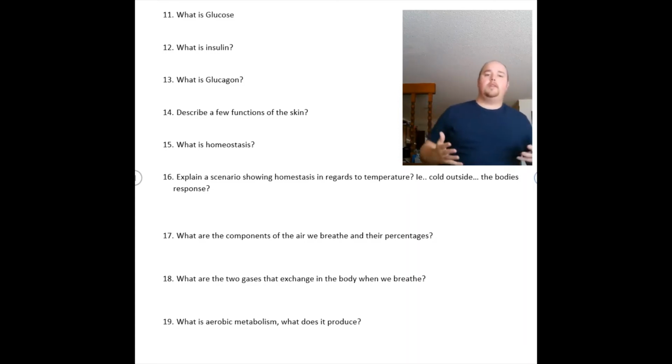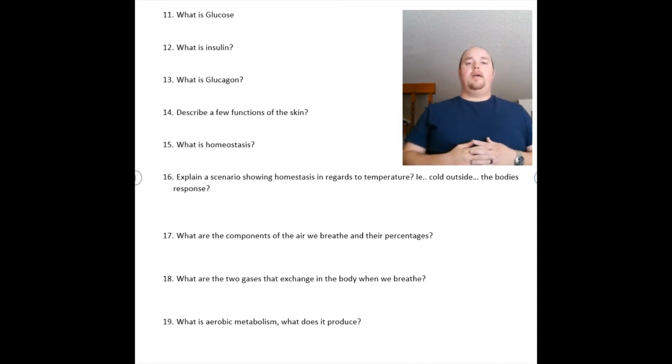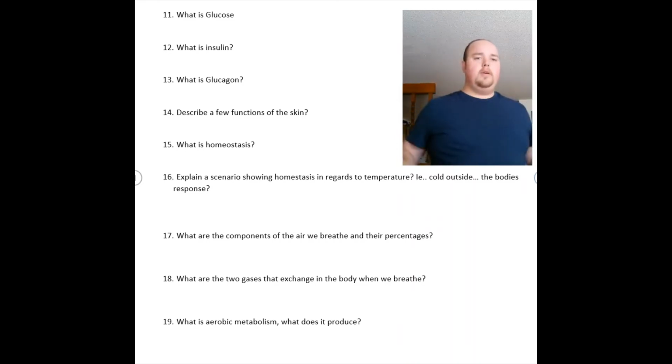Describe a few functions of the skin. The skin protects us. It thermoregulates us, meaning it regulates our temperature. It also helps us cool down. It also hydrates the body. It protects it, gives it a waterproof layer. We've got a pretty cool wetsuit on our body already when we go swimming in the ocean.